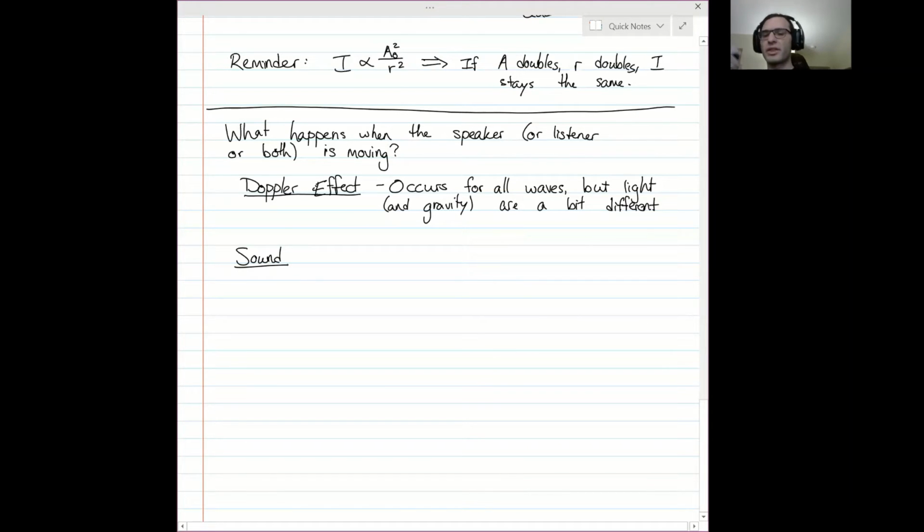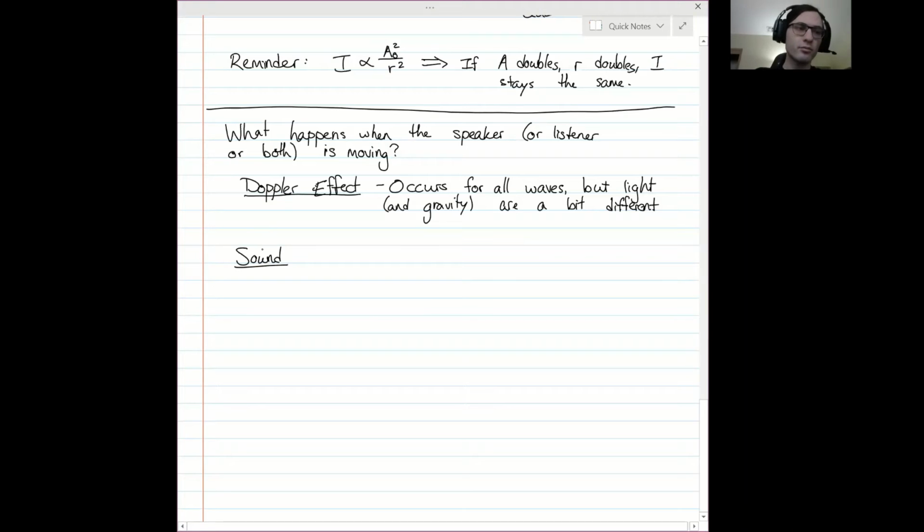So what we're talking about here is, imagine that you have a speaker or a loudspeaker. Say it's on a car and it's driving along. Well, what happens to somebody that's listening to that loudspeaker as it moves? Or similarly, let's say that you are in a car and you're listening to a speaker that's stationary, and you are moving with respect to it. What do you hear? That's what we're trying to understand.